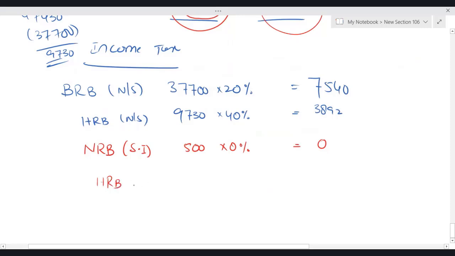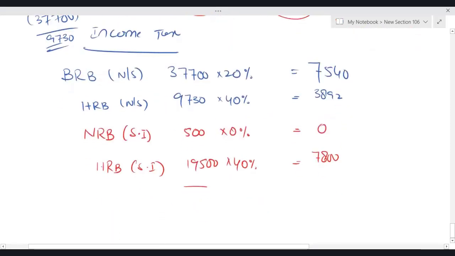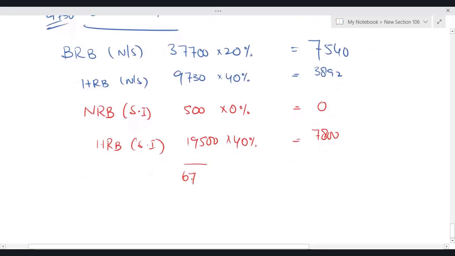High rate band, this time saving income, 19,500. Applicable tax rate is 40%. 19,500 into 40%. I'm getting 7,800. Obviously, if you add all of them, you will get the taxable income 67,430.